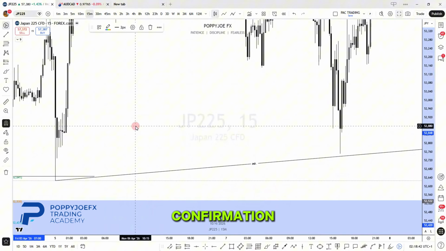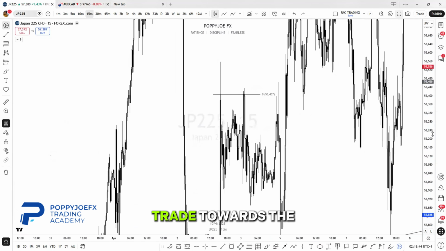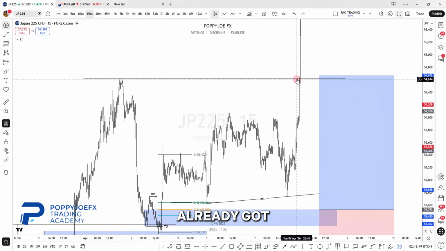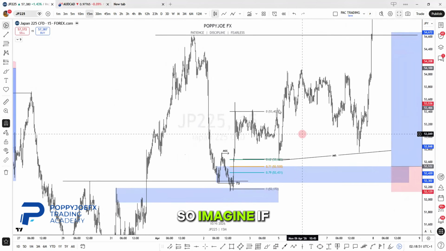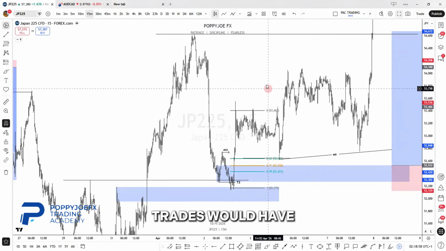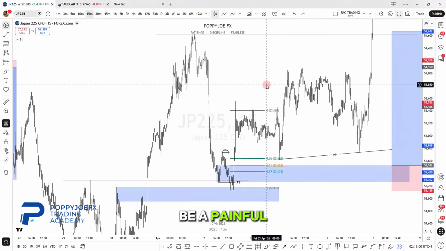And that would have been the confirmation for your trade, right? And you can trade towards the target, which in this case is the previous high. Of course, price already got to that target. So imagine if you were trying to use only key levels, MSNR at all times. This kind of trades would have definitely been missed, and that would be a painful experience. In fact, it's a painful experience for me because I was using other things.